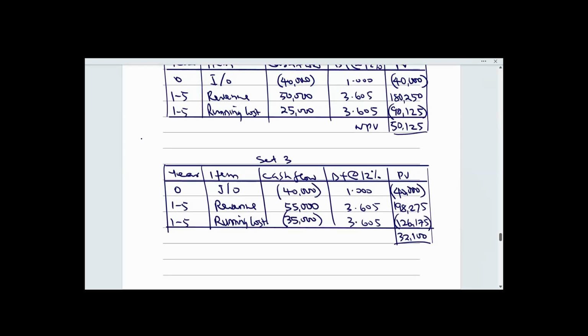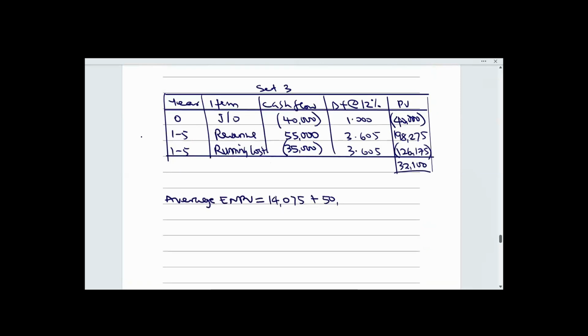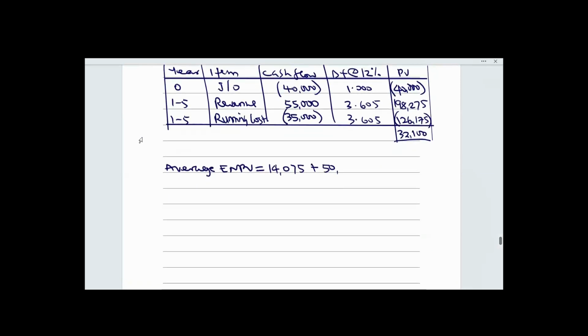Therefore, you need only one answer. Therefore, you need to find the average expected NPV. To do this, you are supposed to add all the NPVs together. Then, because we have three different NPVs, you add up the entire NPV divided by 3. So 5,125 plus 32,100. Everything divided by 3.